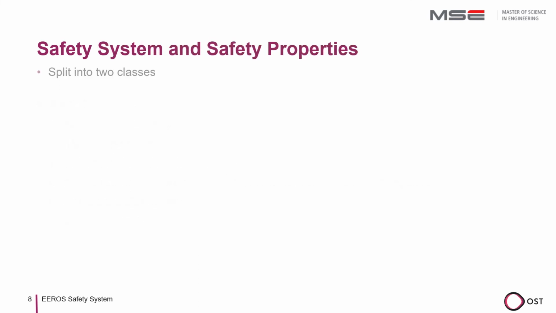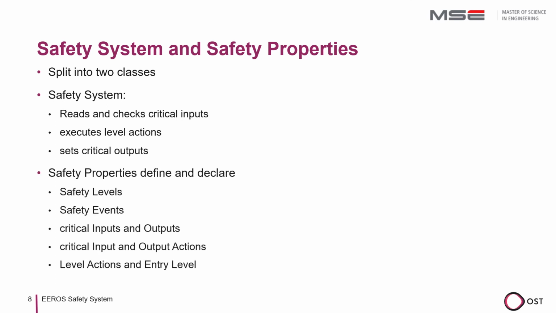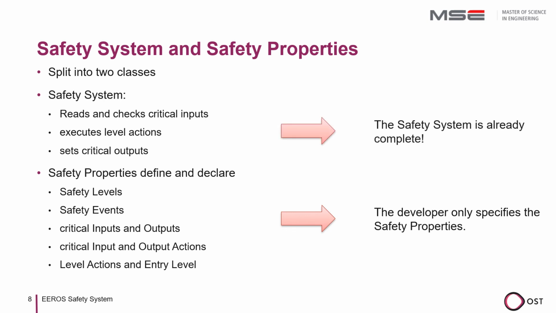Software-wise, the safety system consists of two classes, the safety system and the safety properties. The safety system reads and checks critical inputs, executes level actions, and sets critical outputs. Safety properties is the place to define and declare the safety levels, safety events, critical inputs and outputs, critical input and output actions, level actions, and entry level. The developer only specifies the safety properties. The safety system class is already complete.